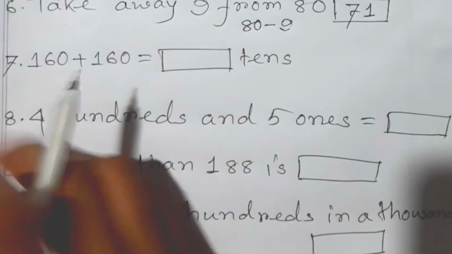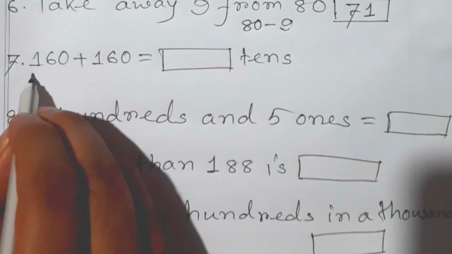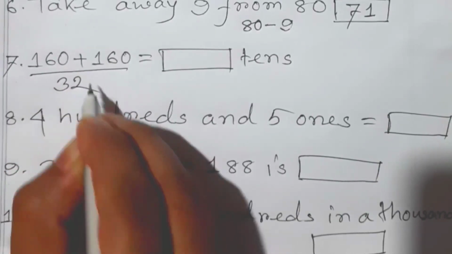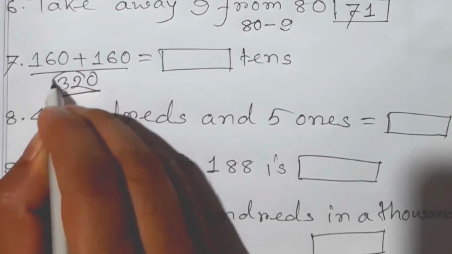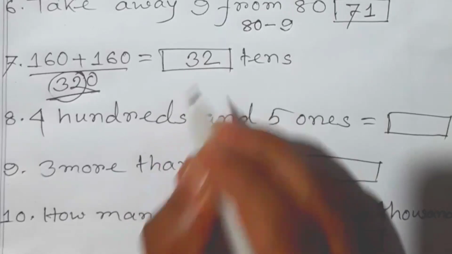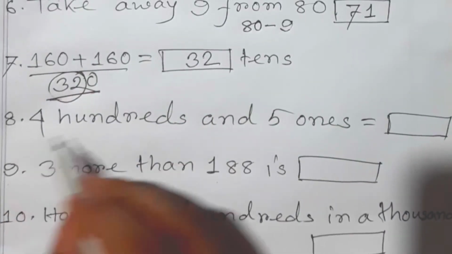Now number 7. 160 plus 160, the number is 320. In 320 there are 32 tens. So the answer is 32.